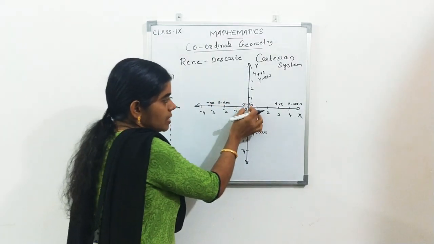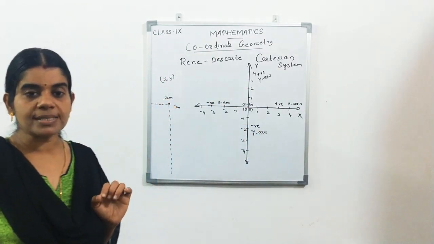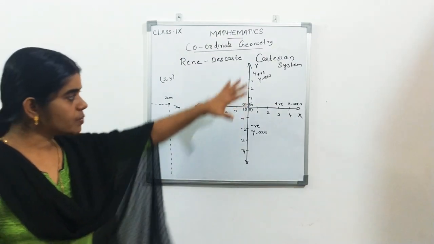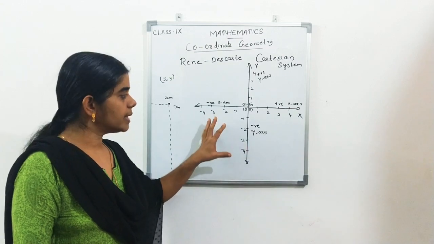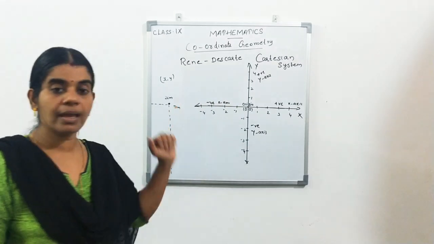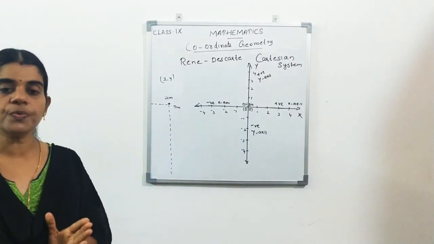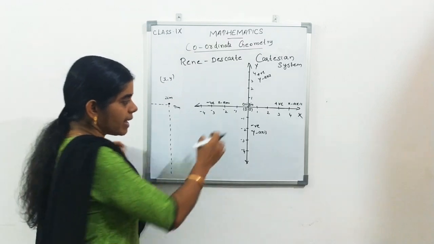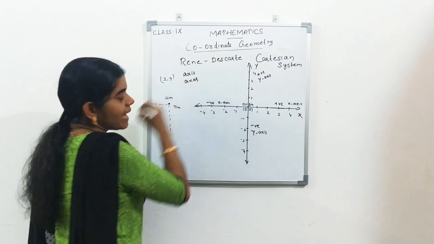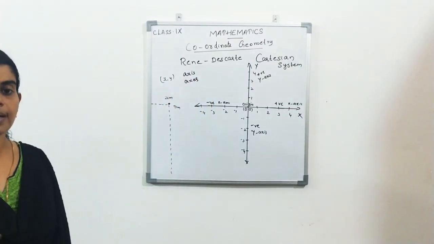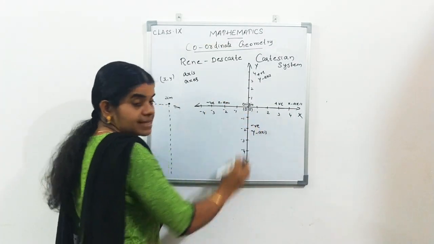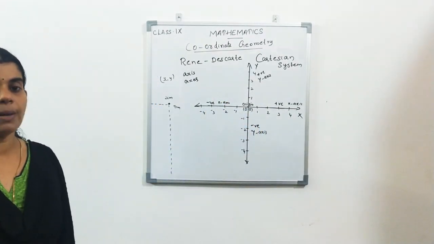Then the intersecting part is known as the origin. Then this will be the plane. Then these two axes, this will be the x-axis, this will be the y-axis, divide the plane into 4 equal parts. Coordinate axis: axis is the singular form, and its plural form is axes. Axis singular, axes plural. Then these two axes divide the plane into 4 equal parts.